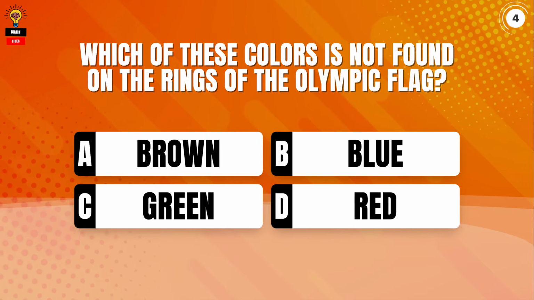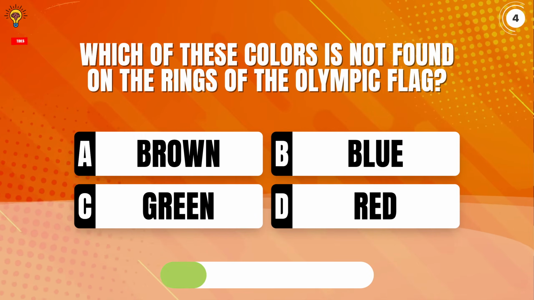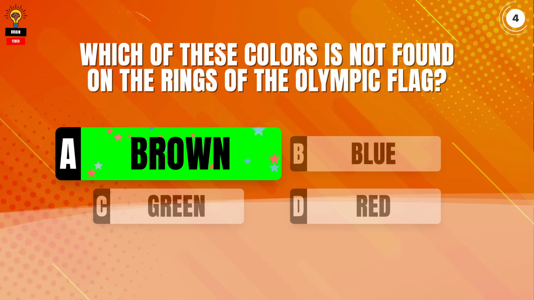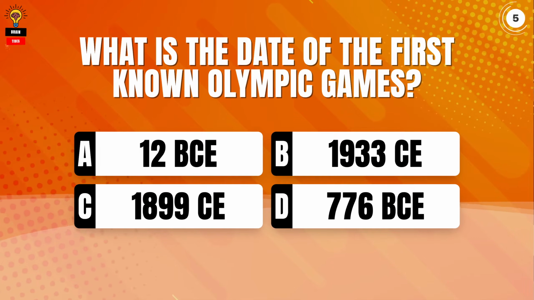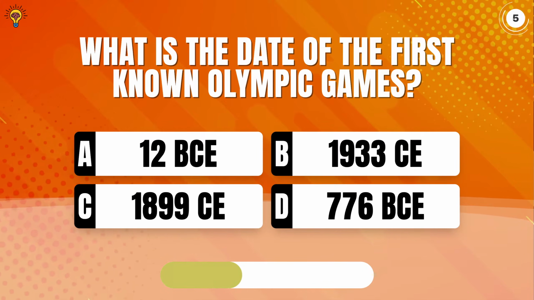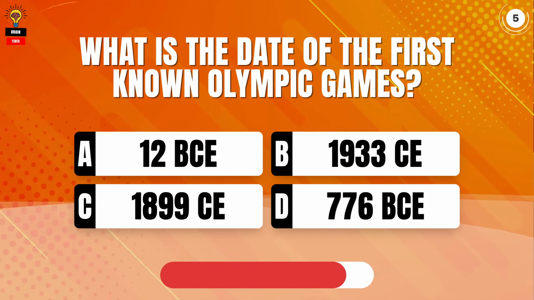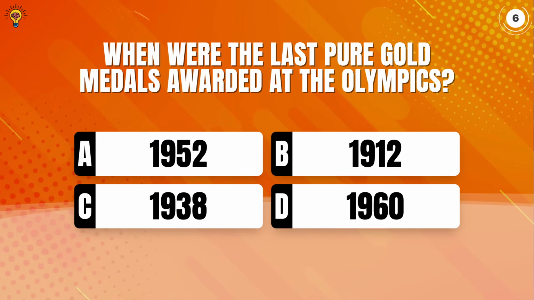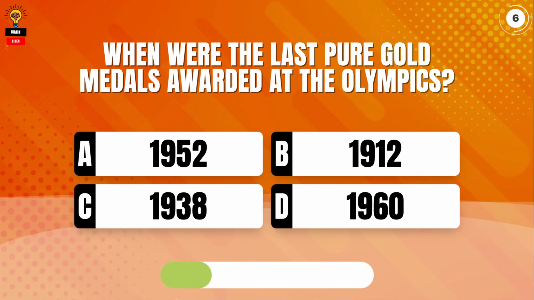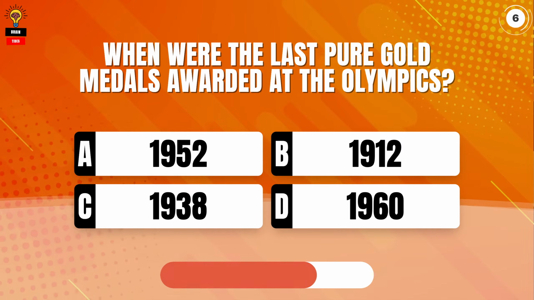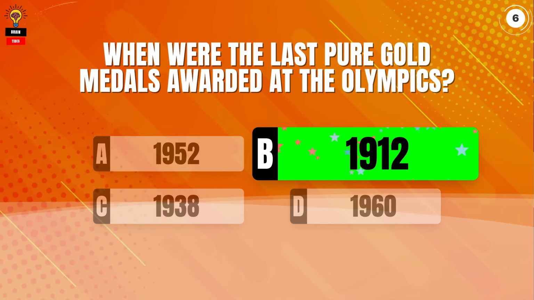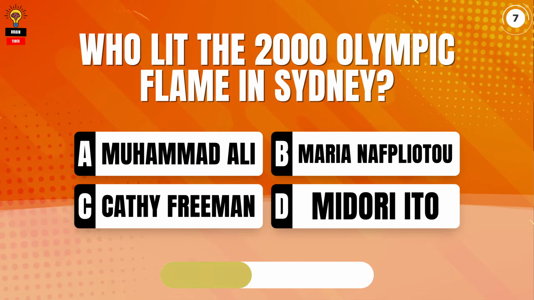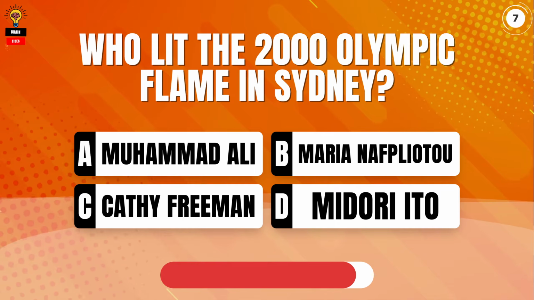Which of these colors is not found on the rings of the Olympic flag? Brown. What is the date of the first known Olympic Games? (776 BCE). When were the last pure gold medals awarded at the Olympics? (1912). Who lit the 2000 Olympic flame in Sydney? Kathy Freeman.